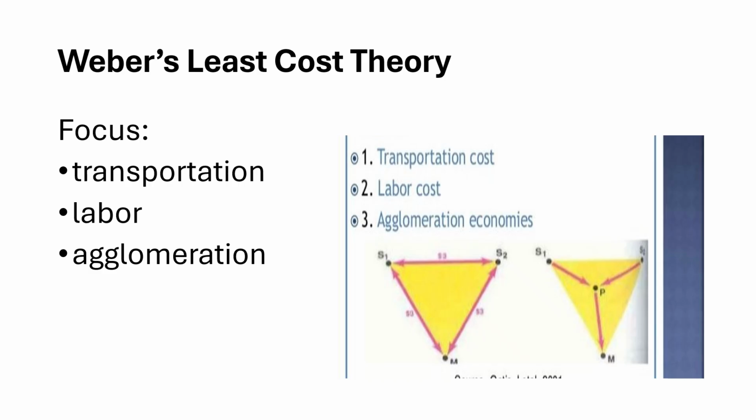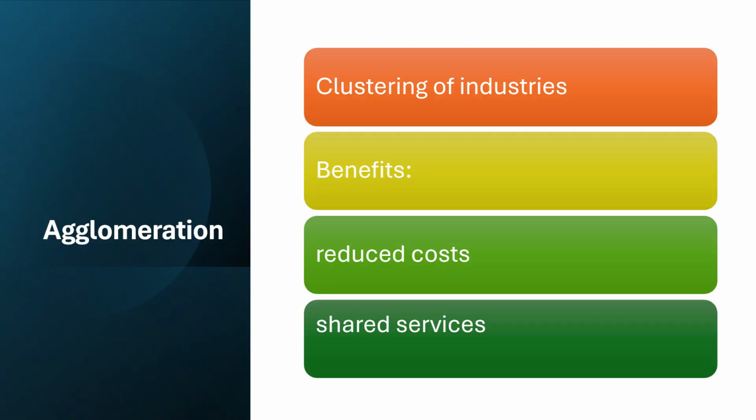Weber was very much in favor of placing his factories near other factories, whether they're making his product or not, so they could share labor, electricity, and infrastructure needed to keep a factory moving. Agglomeration is the clustering of industries together to benefit the factory owner by reducing costs and sharing services. If you're sharing services such as roads or labor or electricity, in the end it becomes cheaper for all of you.